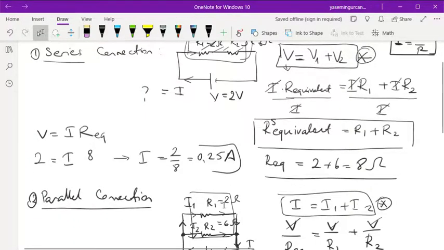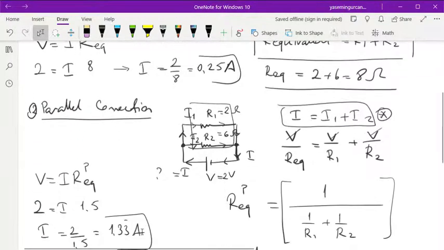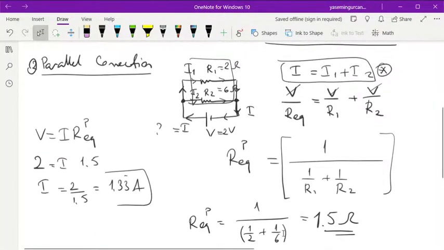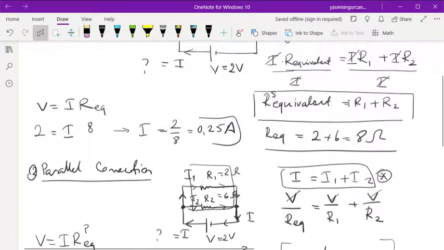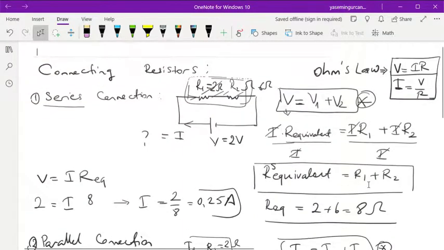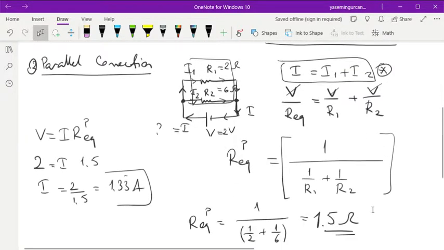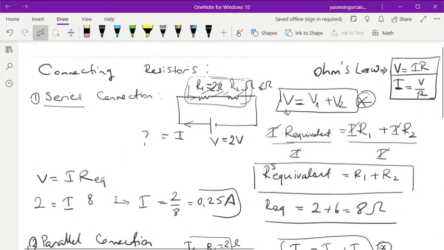Whereas if you put 2 and 6 ohms in parallel, what you get is 1.33. Our equivalent value in the parallel case is 1.5, whereas in the series case it is 8. So you see that our equivalent is more in the series connection than in the parallel connection, right? 8 versus 1.5. Therefore, the current is bigger because the resistance is smaller. The current naturally is going to be higher in the parallel connection because of Ohm's law, right?